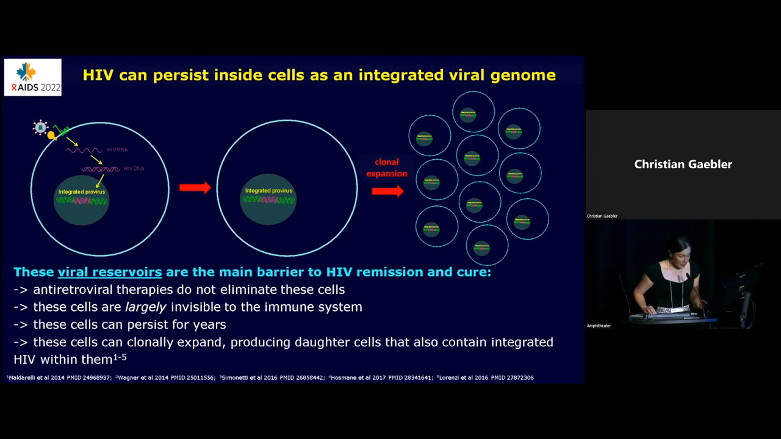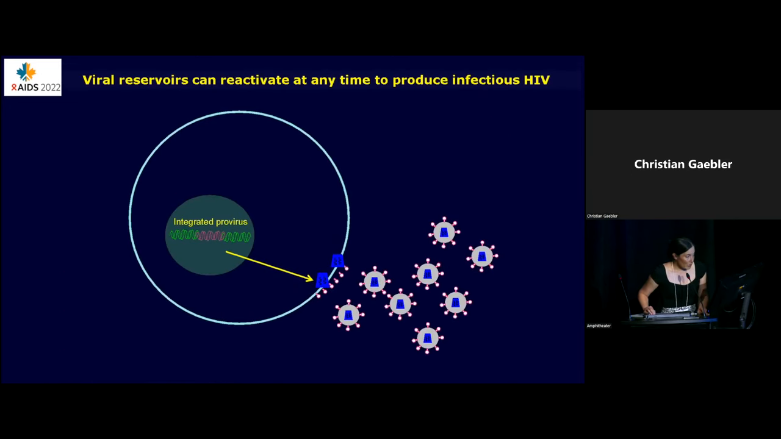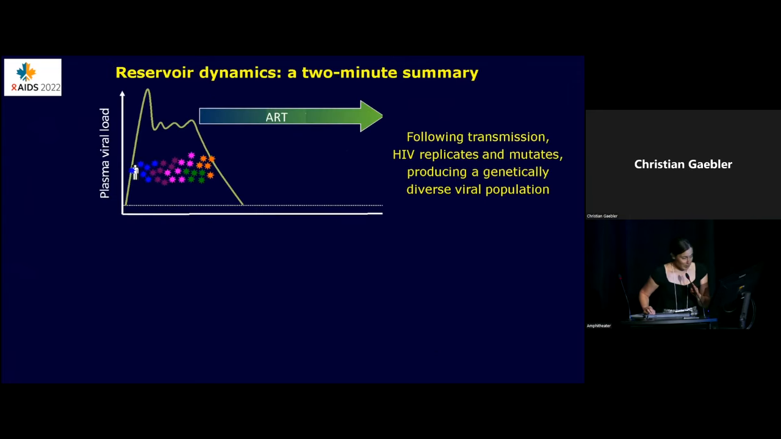The other problem is that they can clonally expand, and when they do that, they produce daughter cells that also contain integrated HIV within them. And as many of us are aware, viral reservoirs can reactivate at any time to produce infectious HIV. And this is why combination antiretroviral therapy needs to be maintained for life. For the next 2 minutes, I'm going to attempt to summarize reservoir dynamics.